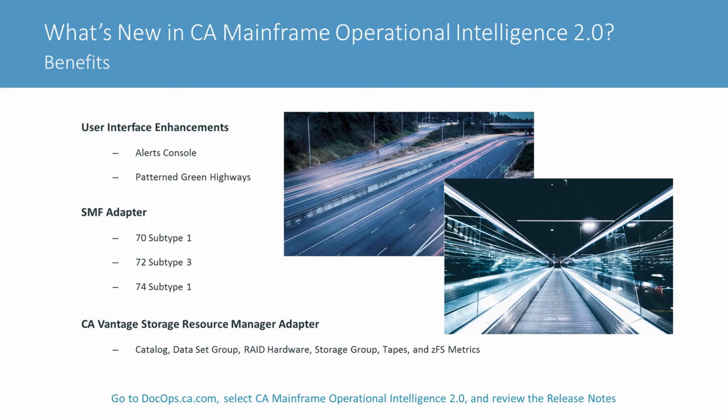would use them, including User Interface Enhancements, such as the multiple alerts display, additional informational tabs when you open an alert, and solid green pattern highways, then the SMF Adapter for loading SMF records into CA Mainframe Operational Intelligence for 70 Subtype 1, 72 Subtype 3, and 74 Subtype 1 SMF records, and the CA Vantage Storage Resource Manager Adapter for your storage metrics. Now, let's start with how the User Interface Enhancements can help you.